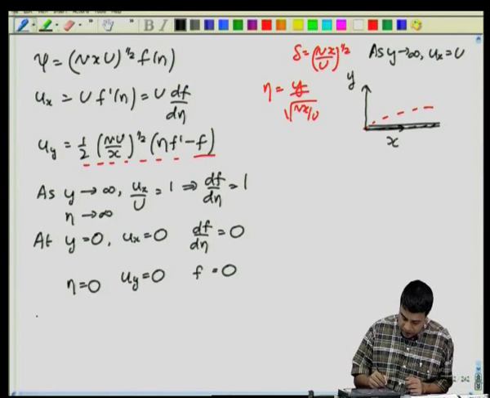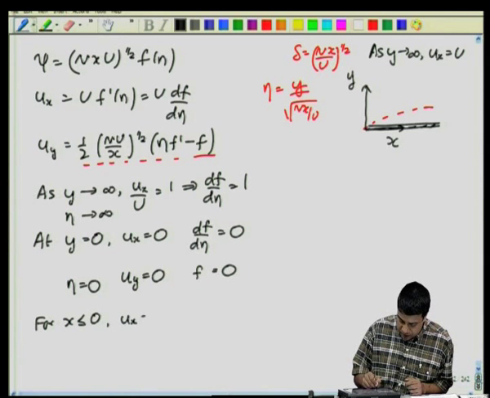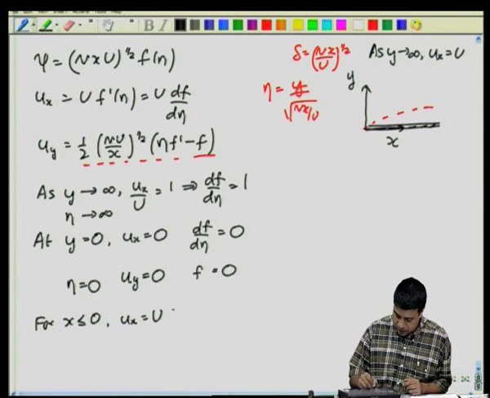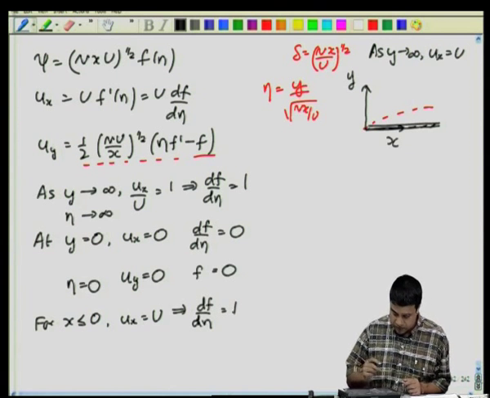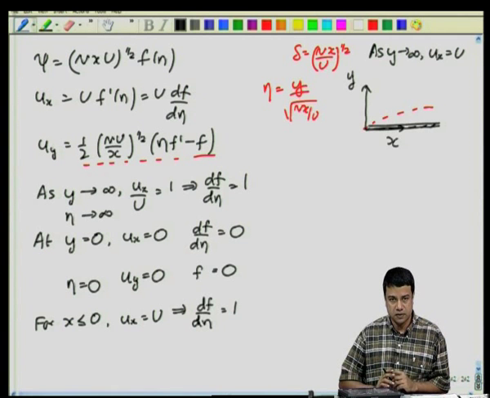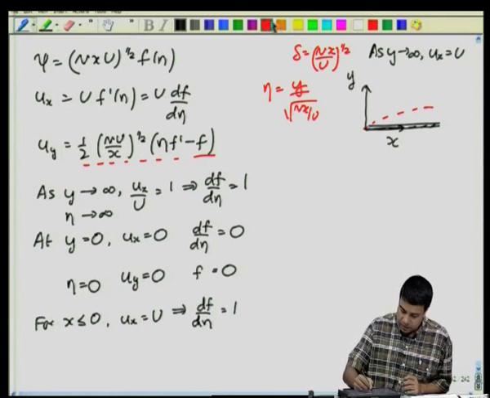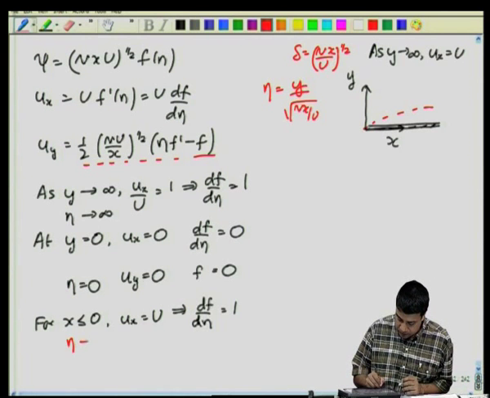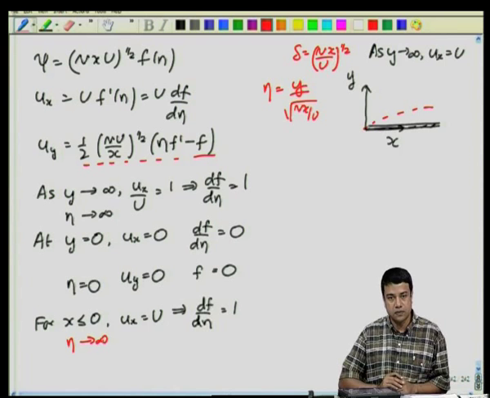At the upstream edge, the fluid has not felt the plate yet, therefore the velocity is undisturbed. For x less than or equal to 0, u x is equal to capital U, which implies that df by d eta is equal to 1. At x equal to 0, what is the value of eta? As you can see, at x equal to 0, eta is equal to infinity, because eta is equal to y by root of nu x by u. So x equal to 0 corresponds to eta going to infinity.